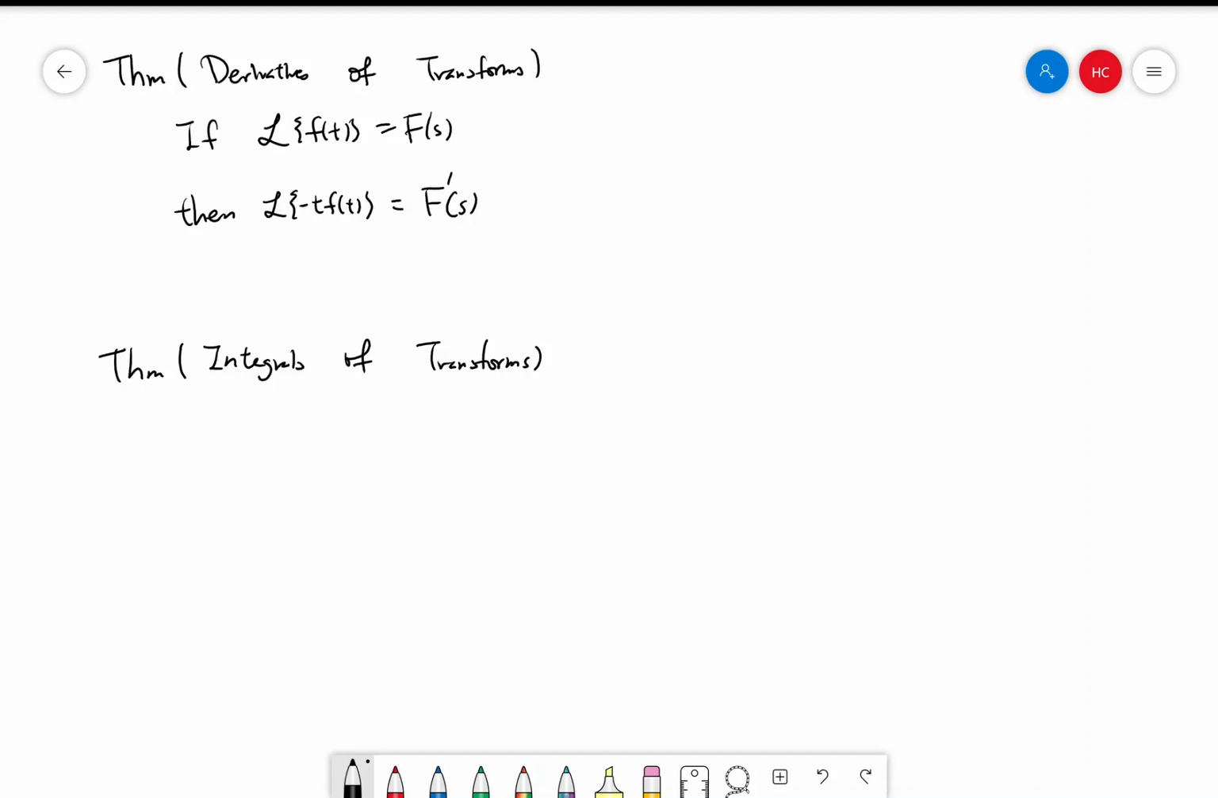And the theorem for integrals states something similar. If the Laplace transform of little f is big F, then the inverse Laplace transform for the integral of big F is little f divided by t. Alright, so we're going to use these two theorems to do some examples. So let's do that.